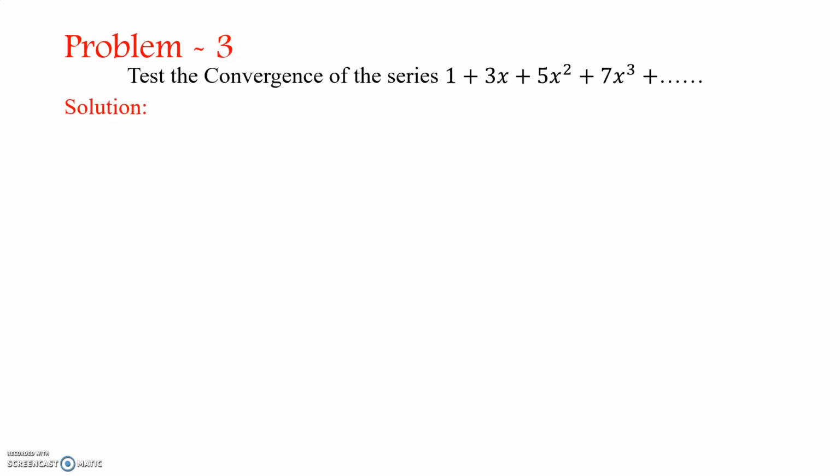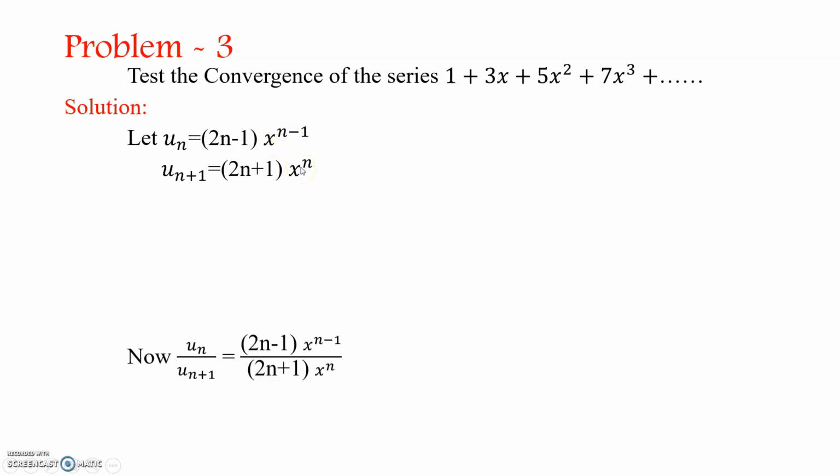Next, we go to the next problem. Test the convergence of the series 1 plus 3x plus 5x square plus 7x cube plus etc. Let us take un is equal to 2n minus 1 into x power n minus 1. This is the nth term of the given series. Now we have to take un plus 1, just replace n by n plus 1. So 2n plus 2 minus 1 becomes 2n plus 1 into x power n plus 1 minus 1, the 1 minus 1 cancel, we get x power n.